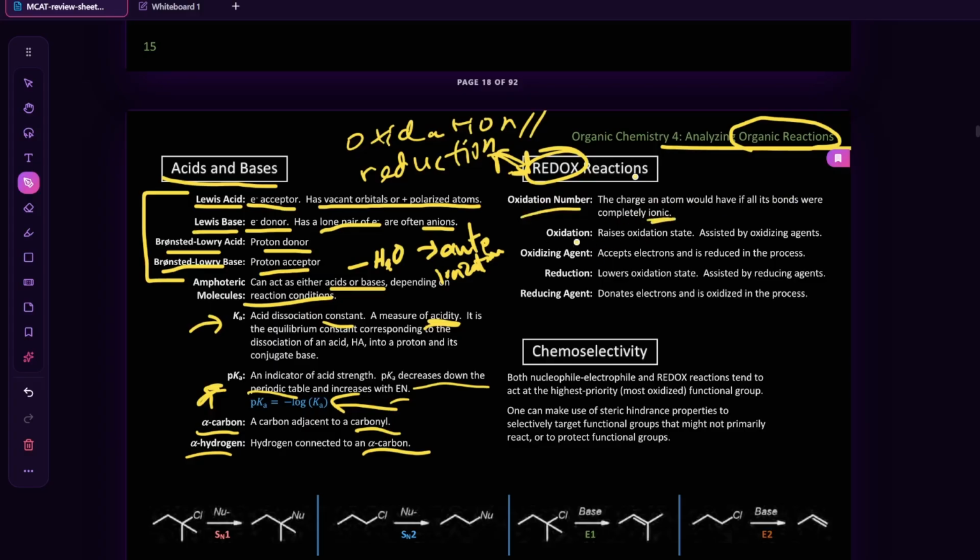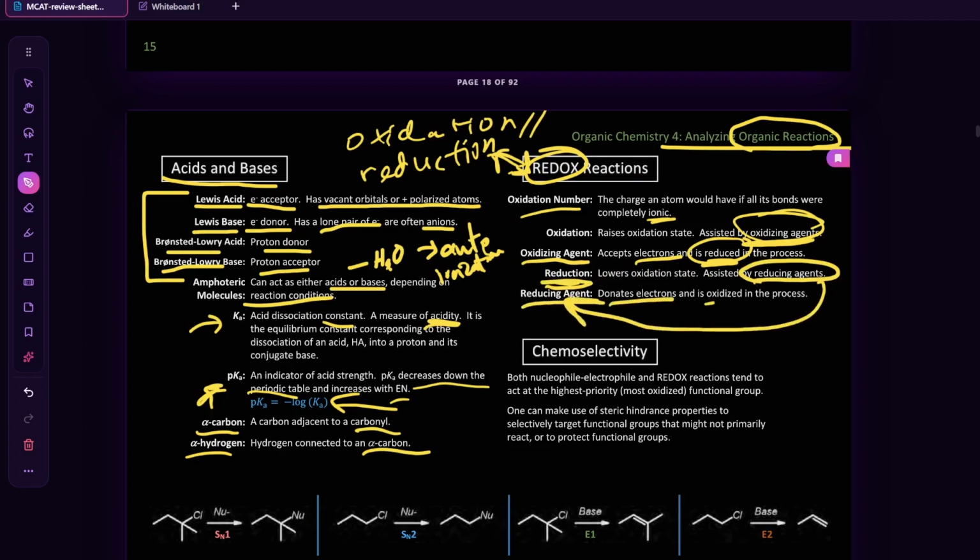An oxidation raises the oxidation state, assisted by oxidizing agents. You have to know what an oxidizing agent is, and so they write it here. Oxidizing agents accept electrons and are reduced in the process. So they will be willing to accept an electron and be reduced, so they go through reduction. Then what is reduction? Reduction is lowering the oxidation state, assisted by reducing agents. So then what are reducing agents? Reducing agents donate electrons and are oxidized in the process, so they go through oxidation.